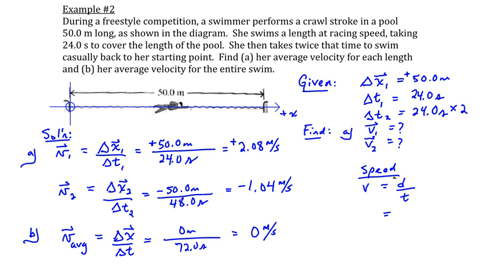Just as an aside, if you're talking about the speed, that would be 100 meters divided by 72 seconds, which gives you an answer of 1.39 meters per second. But that's not what we were asking. This is just an aside. We weren't asking about the average speed. We were asking for the average velocity. So know the difference between the two of them. That's it for this example.